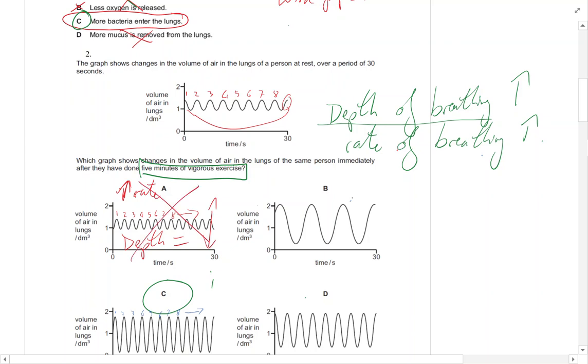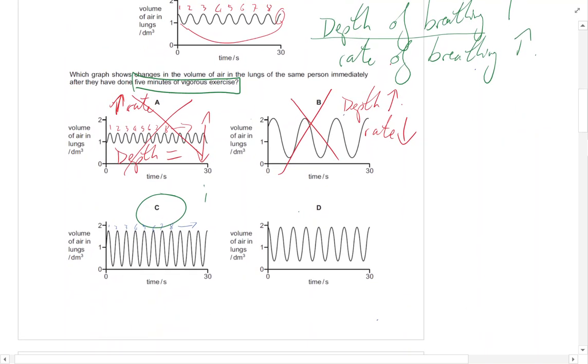For B, we can see that the depth has increased, but we've now only got 1, 2, 3, possibly 4 peaks, so the rate has decreased. That means they're breathing deeper, but they're breathing slower, and so it wouldn't be that one. After exercise, you're going to be out of breath.